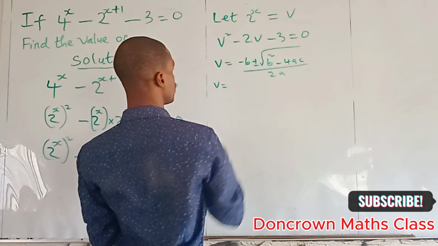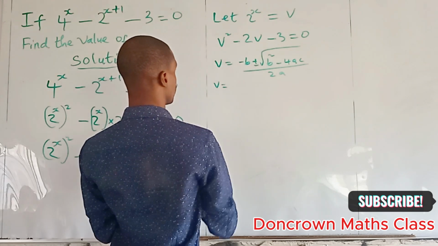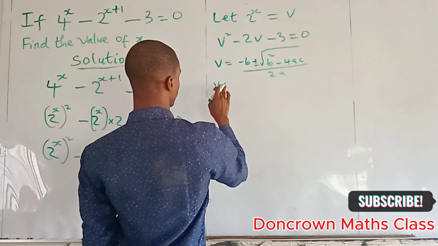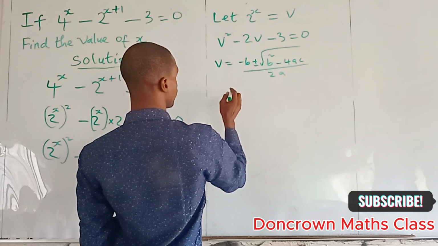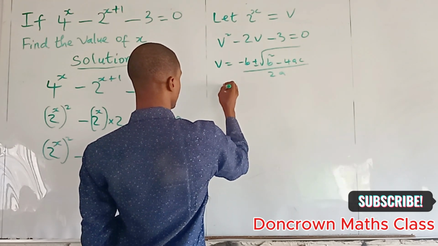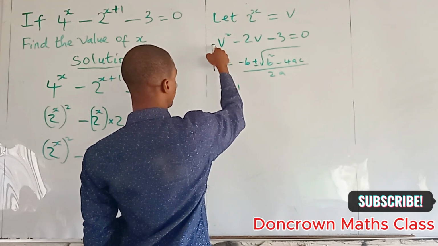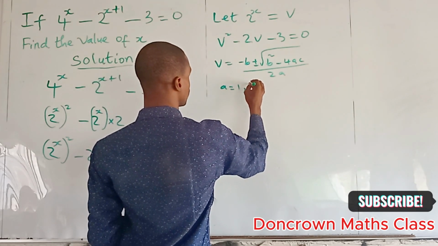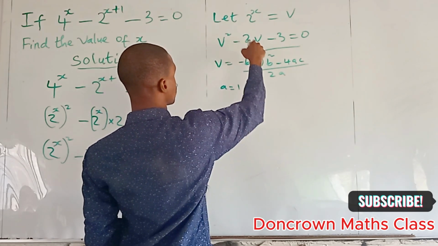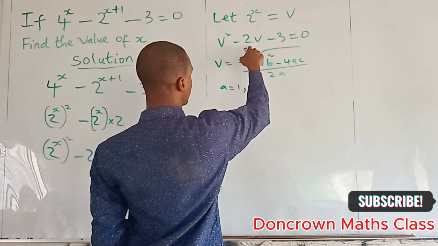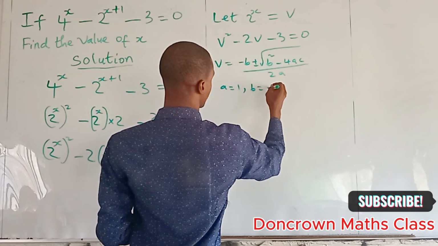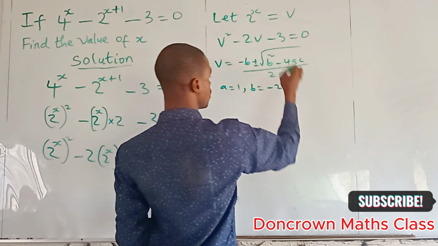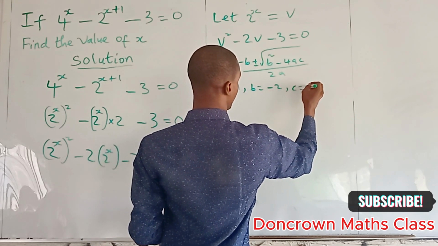Now what is our B in this equation? Let me write out our B first. Our A in this equation is 1, which is the coefficient of V squared. Our B is minus 2, which is the coefficient of V. Then our C is minus 3.